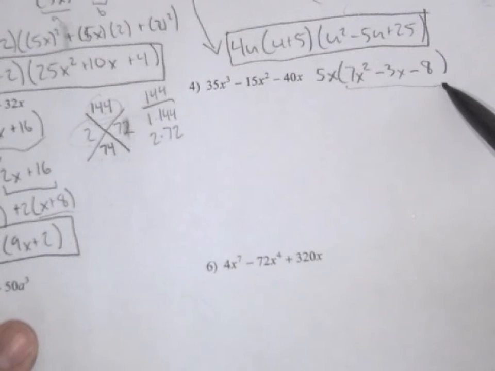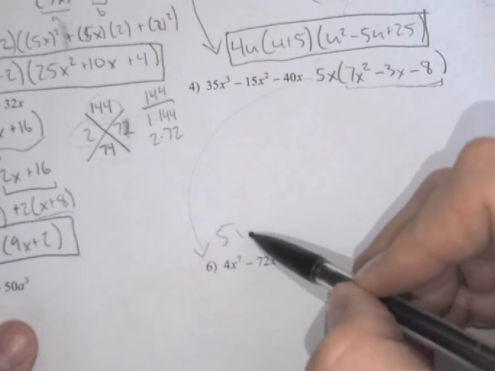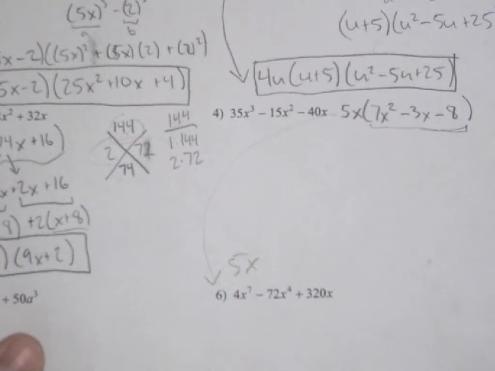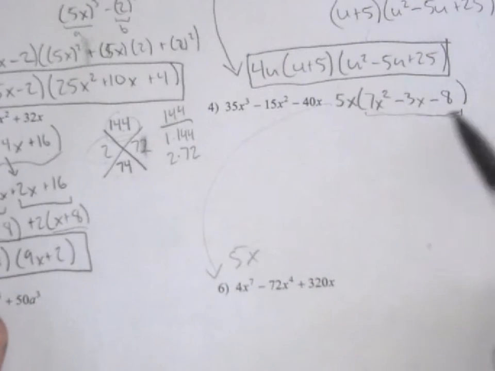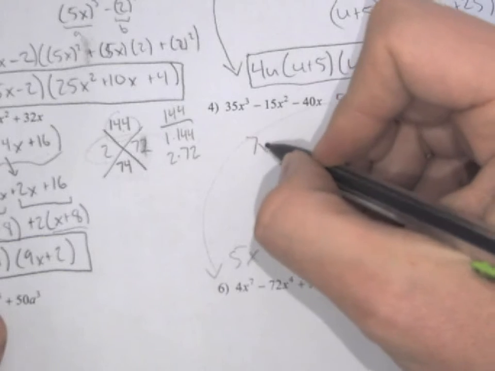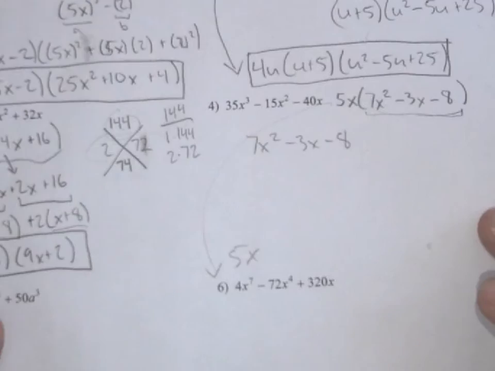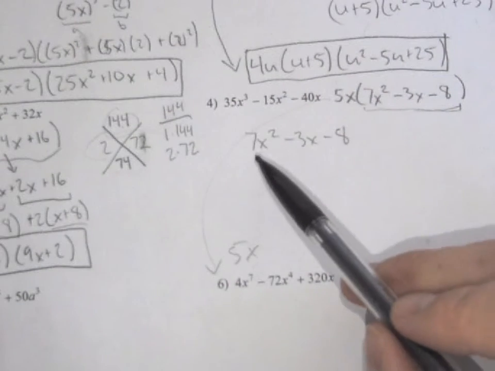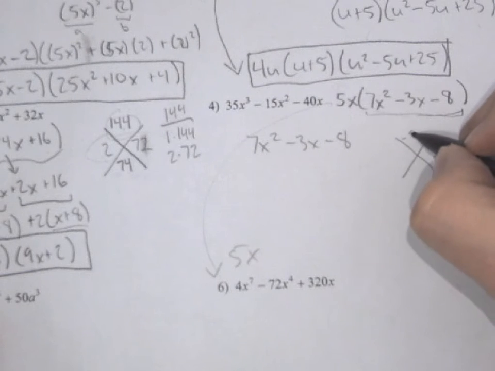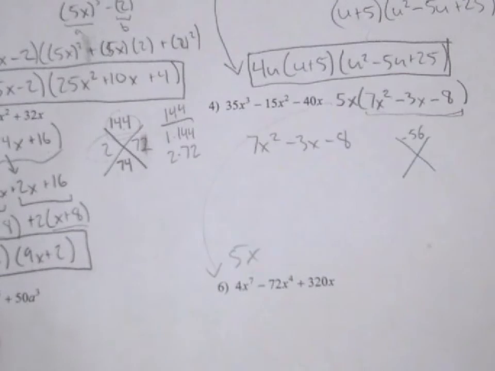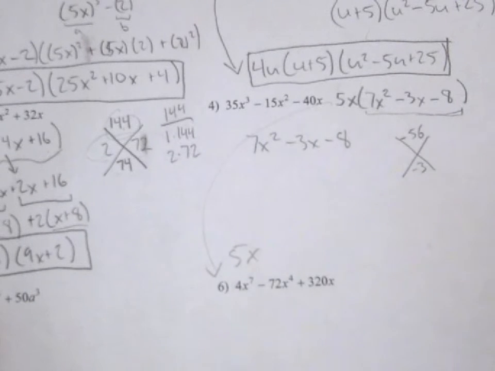Okay, this is the trinomial we're trying to factor. We're going to have that 5x out front at the bottom, so let's move that out from our polynomial here and just focus on the trinomial that's left over. So I have 7x squared minus 3x minus 8. The AC grouping method tells me I need to multiply 7 times negative 8, and that's going to give me negative 56. And then I want to find factors of negative 56 that combine to give me a negative 3.